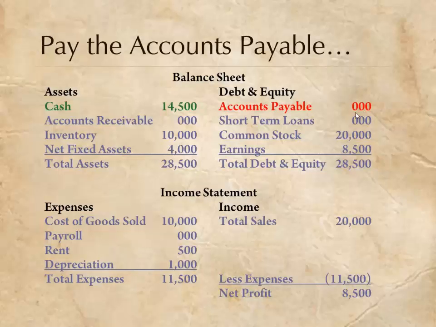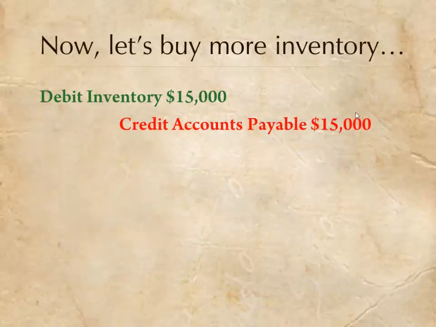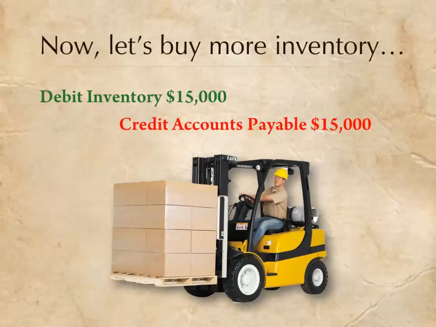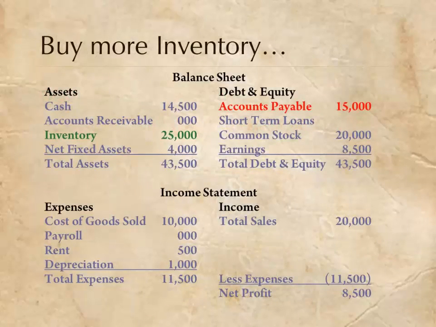If we're going to stay in business, we need more inventory to sell. So we buy $15,000 more in inventory. To account for it, we first debit inventory for $15,000, and then we credit accounts payable for $15,000. Now our inventory is up to $25,000, and our accounts payable is $15,000. We are still in balance. Again, this transaction was part of a cash flow, not profitability.